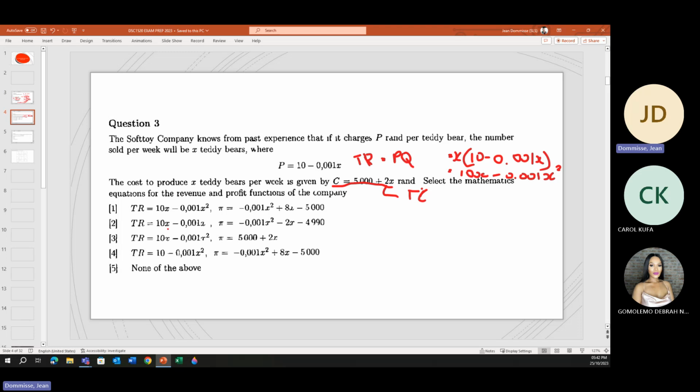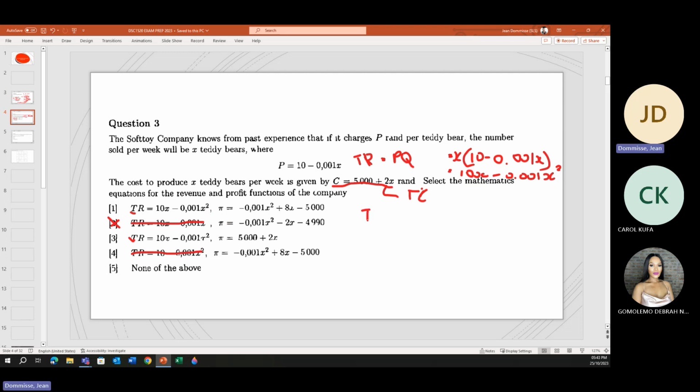10X minus 0,001 X. Okay, I assume there wasn't one, so that is wrong. So we can take option 2 out. 10X minus 0,001, so that is right. That is not right because it must be 10X. Okay, and then they want us to work out the profit function.